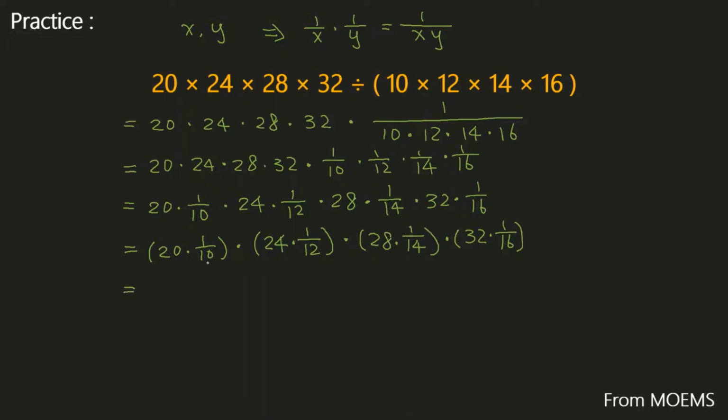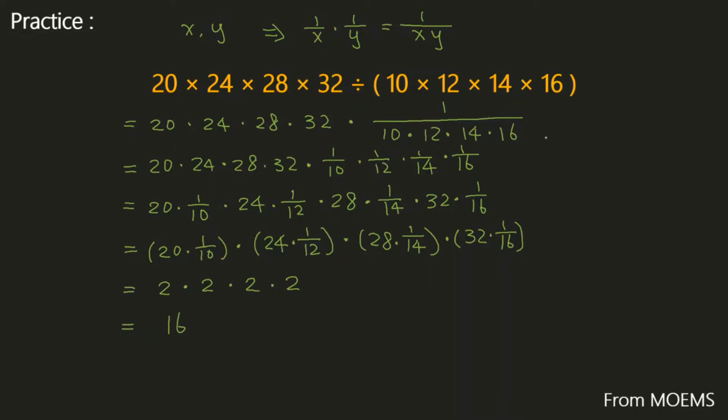So now you can see the first parentheses evaluated becomes 2. The second one evaluated also 2. The third parentheses evaluated equals 2. And the last one evaluated is again 2. So we have 2 times 2 times 2 times 2. So the answer is 16.